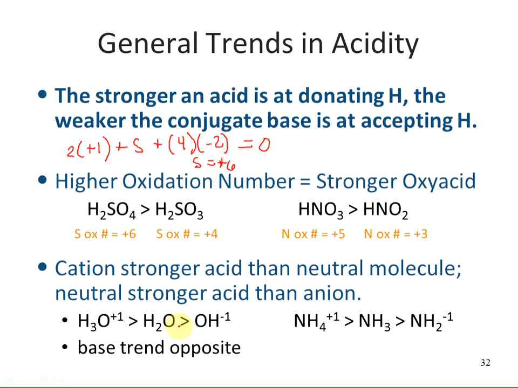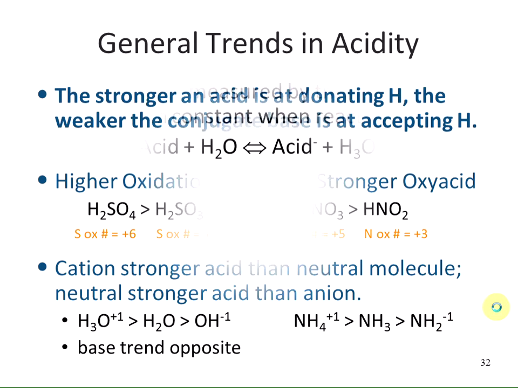So the base has the opposite trend. So for ammonium, losing that proton is easier for ammonium than it is for ammonia. And then losing the proton from ammonia is easier than from the NH2 minus, because remember the NH2 minus has a -1 charge. It's going to be even harder to lose another H plus to form the NH2 minus.